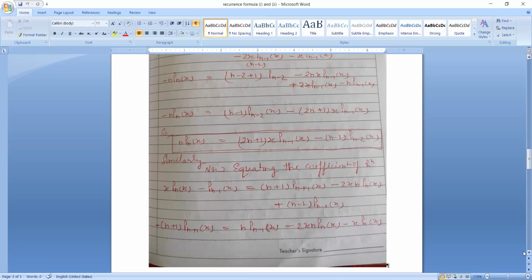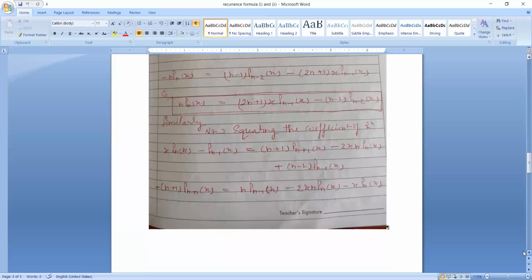Similarly, now equating the coefficient of h to the power n, then x P_n'(x) minus P_{n-1}(x) is equal to P_{n+1}(x) minus 2x P_n(x) plus (n minus 1) P_{n-1}(x). This is minus of (n plus 1) P_{n+1}(x) is equal to n P_{n-1}(x) minus 2x n P_n(x) minus x P_n.